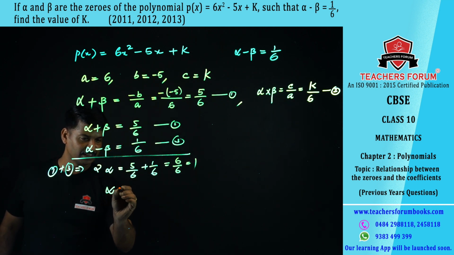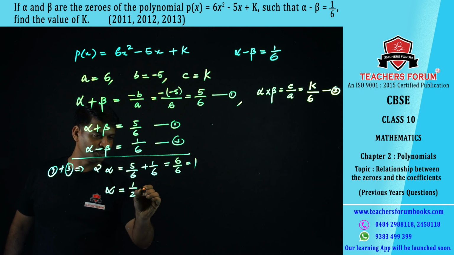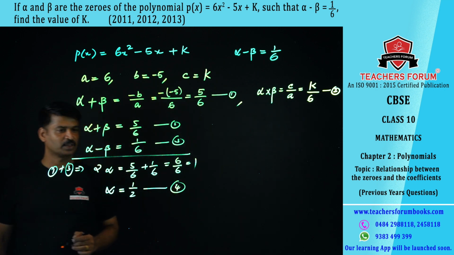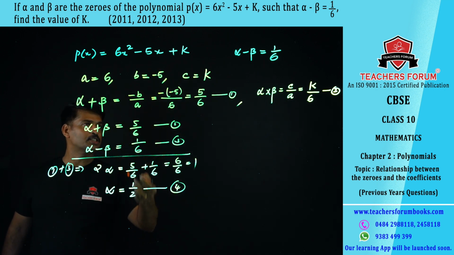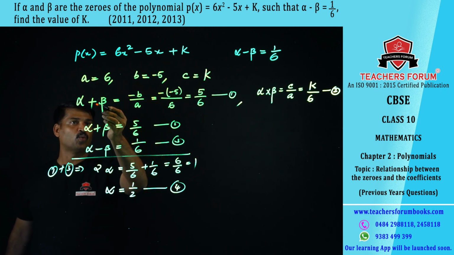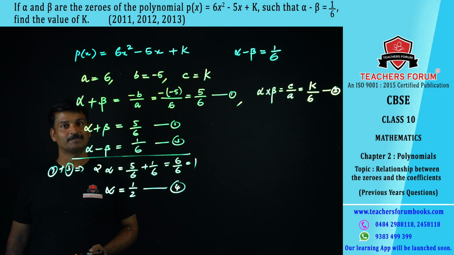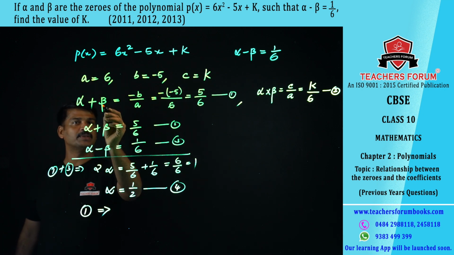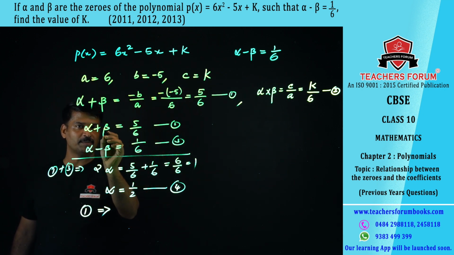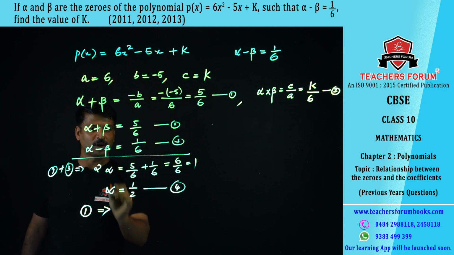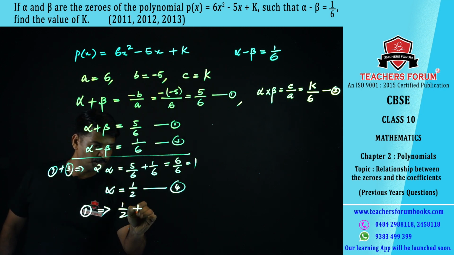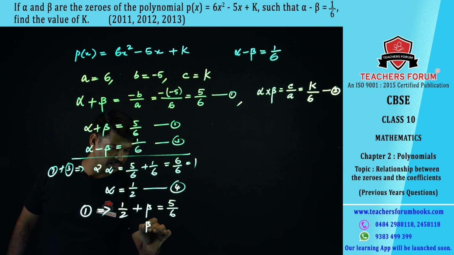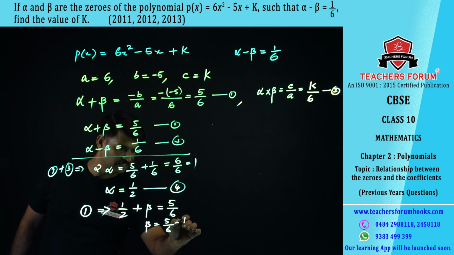Then alpha is equal to 1 by 2. So you got the value of alpha as 1 by 2. You can call it number 4. If you know alpha, you can substitute the value of alpha in equation number 1 to get the value of beta, isn't it? Equation number 1 implies alpha plus beta is equal to 5 by 6. But what is alpha? 1 by 2. Let us substitute that. Then 1 by 2 plus beta is equal to 5 by 6. Then beta is equal to 5 by 6 minus 1 by 2, isn't it?